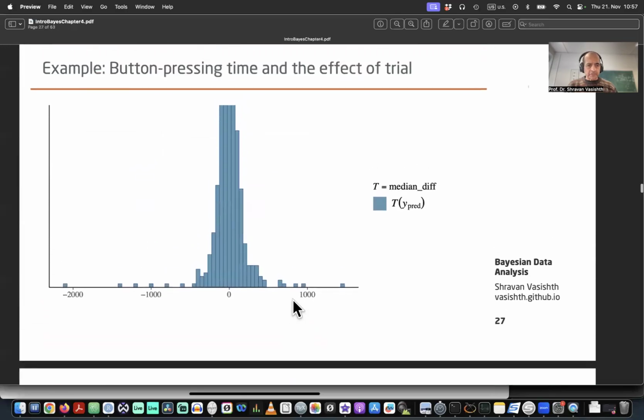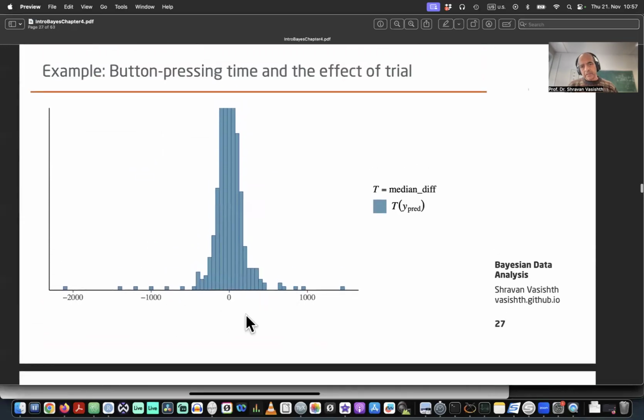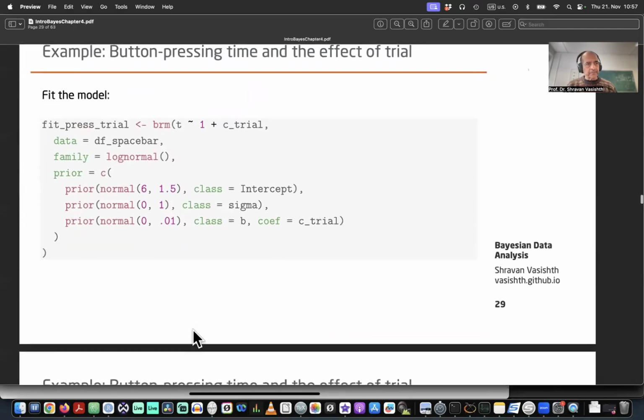All right. So in this situation, having decided on our priors, we now start to fit the model. Because we are willing to allow this much variability in the median differences, it's not so crazy. So you fit the model.